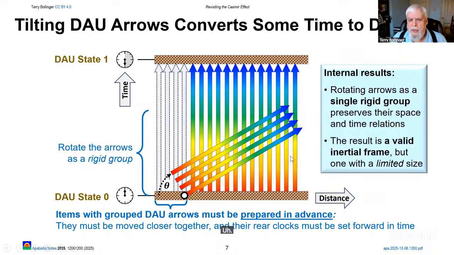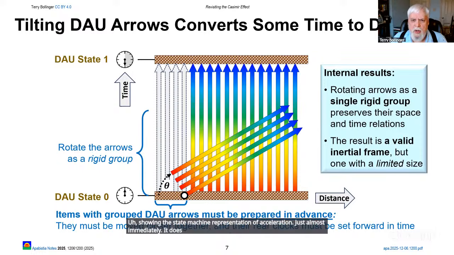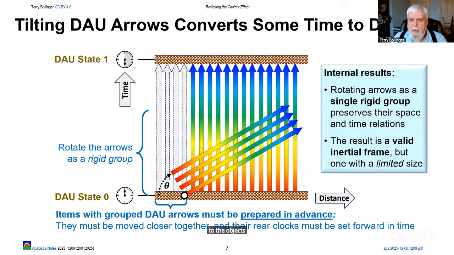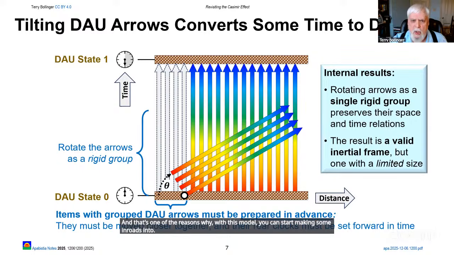Showing a state machine representation of acceleration does immediately give you much more information about what has to happen to the objects involved and how the process of acceleration works. It is not a simple boost. It is something quite a bit more complex than a boost. And that's one of the reasons why with this model, you can start making some inroads into complex problems where you have multiple inertial frames interacting, that you can make more specific predictions in some cases of what's going to happen with this.